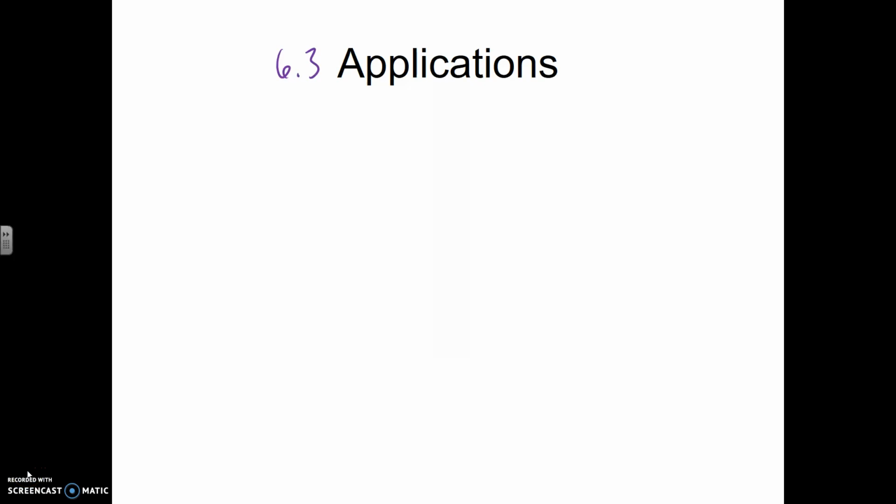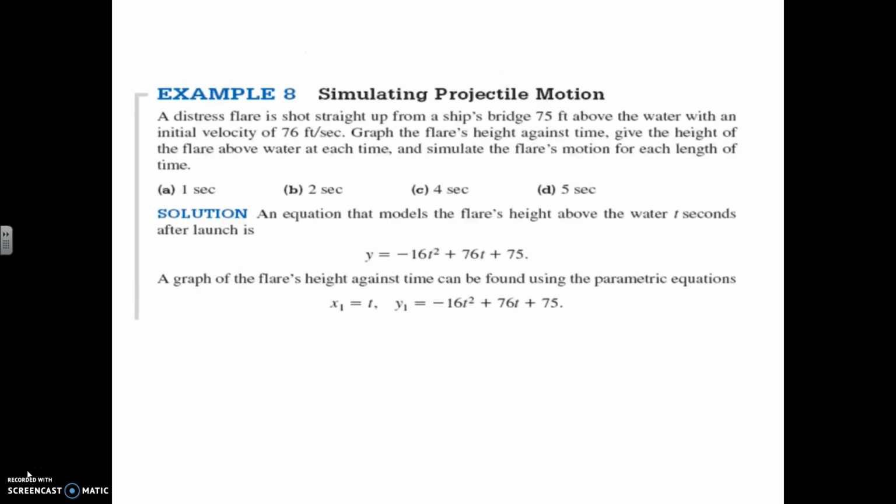This lesson looks at the rest of 6.3, which is the applications of parametric equations in the real world. So first we're going to look at the type of problem we're going to see. We're not going to actually do this one, but example 8 from the book says a distress flare is shot straight up from a ship's bridge 75 feet above the water with an initial velocity of 76 feet per second. Graph the flare's height against time, give the height of the flare above the water at each time, and simulate the flare's motion for each length of time.